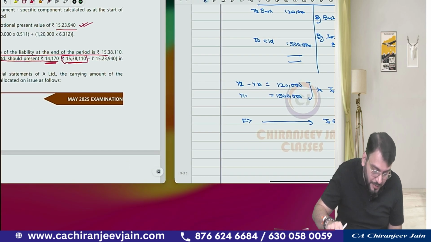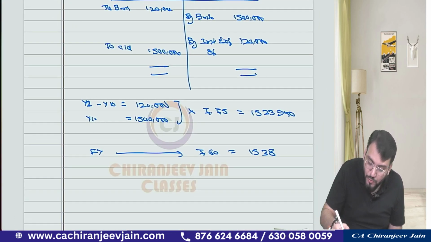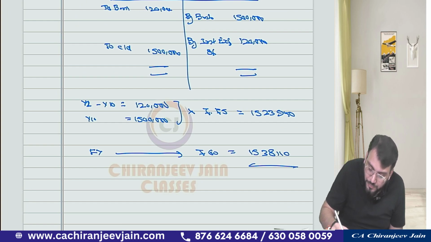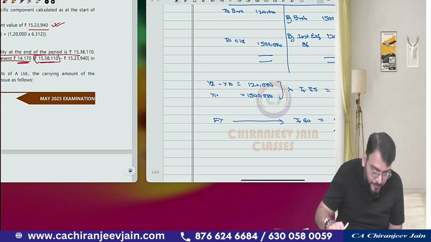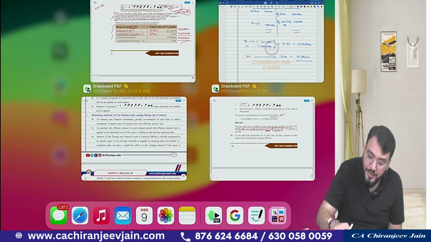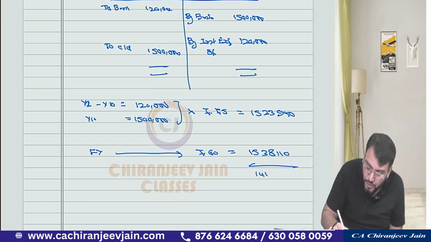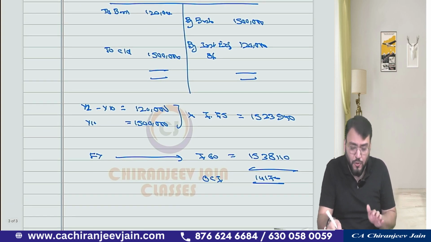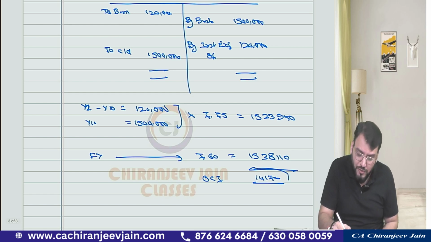As per their solution, this is 15,38,110. So what is the difference? The difference is 14,170. So this difference of 14,170 will be transferred to OCI. My question is that, of course, we have understood the question. This difference will be transferred to OCI.